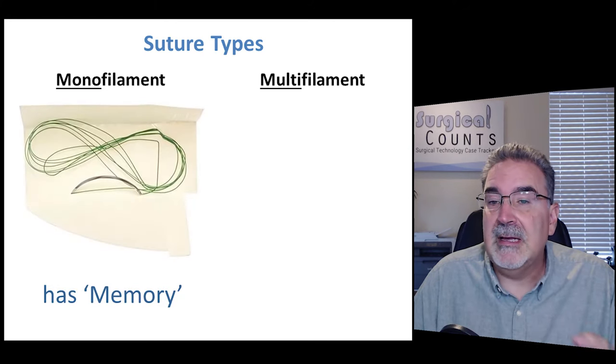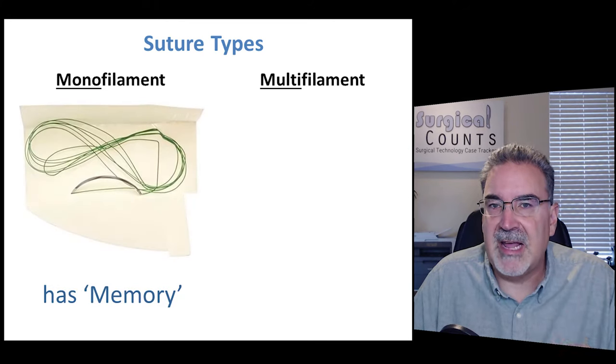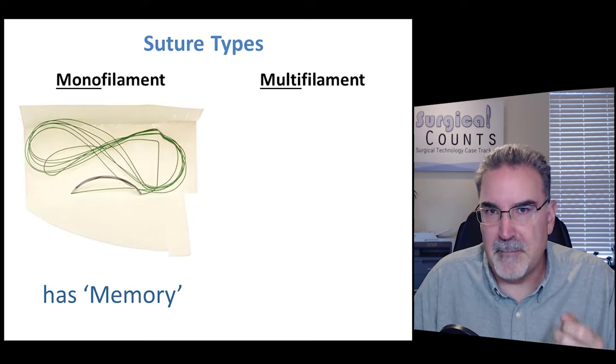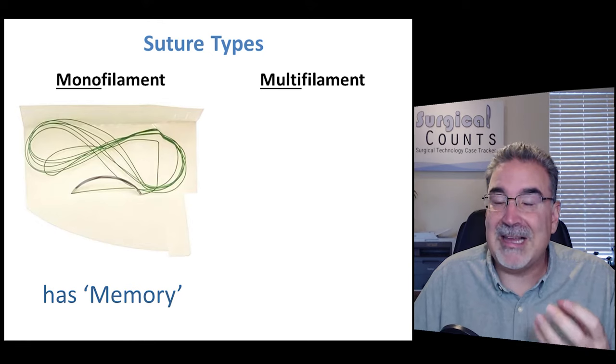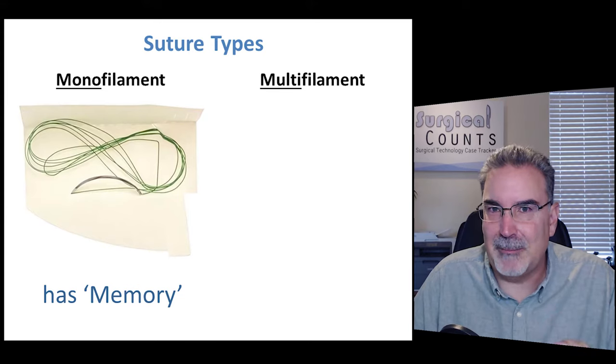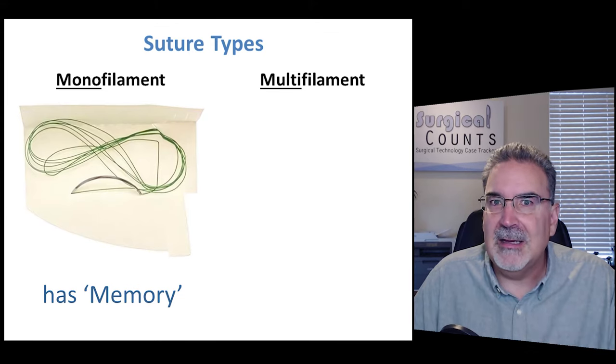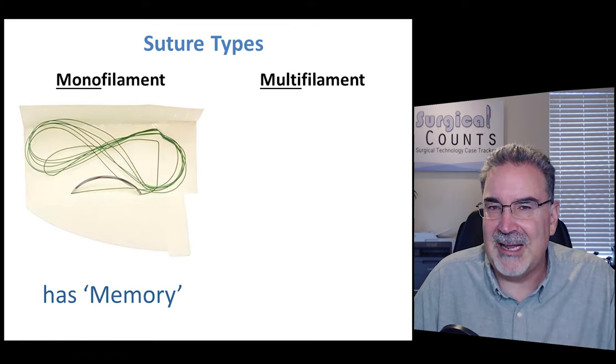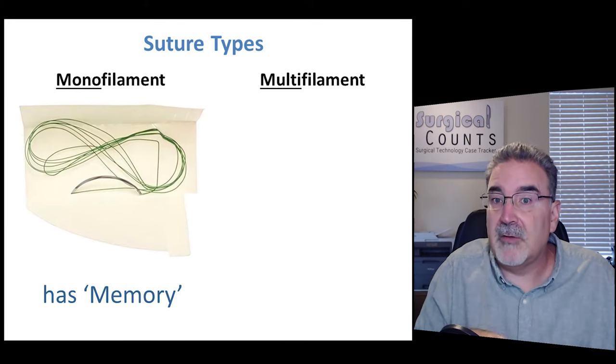The first property is that monofilament sutures tend to have something called memory. Now, memory means that it likes to retain its shape. It doesn't bend or change its shape very well. Whatever shape it came in is the shape it's probably going to stay in. It wants to stay in that shape. Here, I'll give you an example.